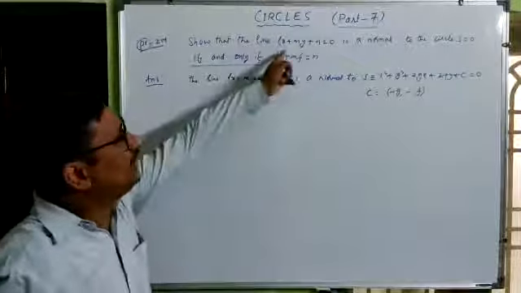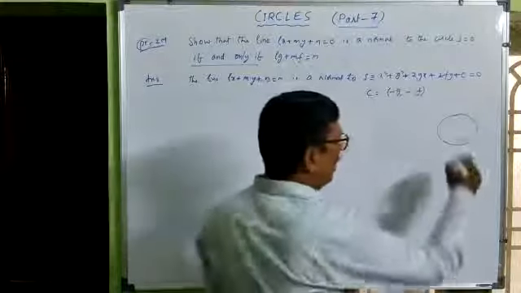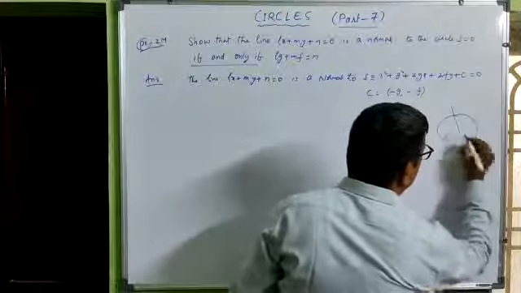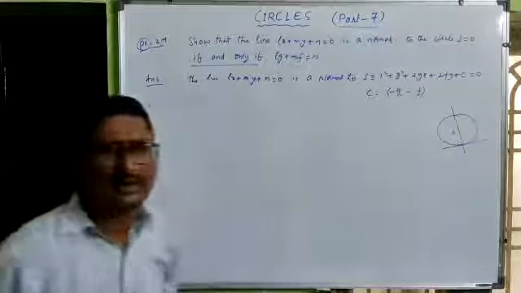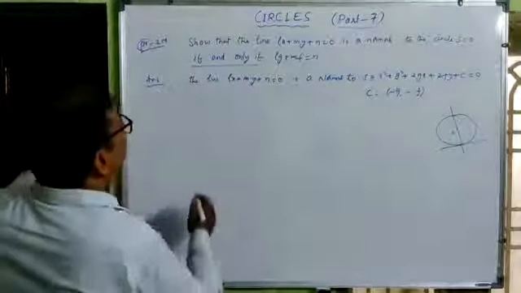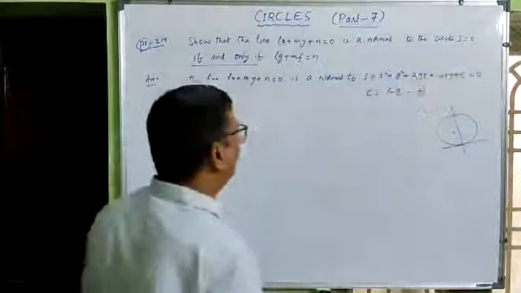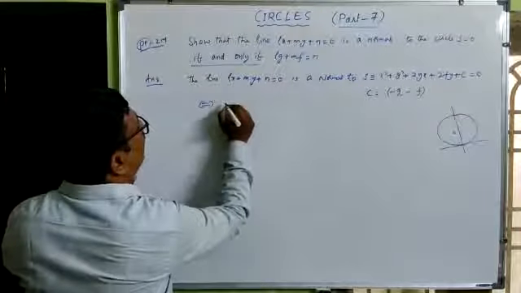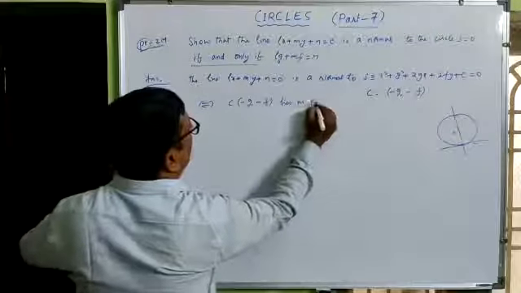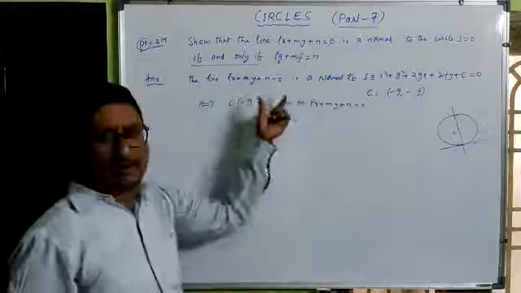So here the line is a normal to the circle. For suppose this is a circle. What is normal? Normal will be like this. So the normal always passes through the center of the circle. So the line is a normal to the circle S = 0 if and only if the center (-g, -f) lies on Lx + My + N = 0. So this happens whenever this happens.